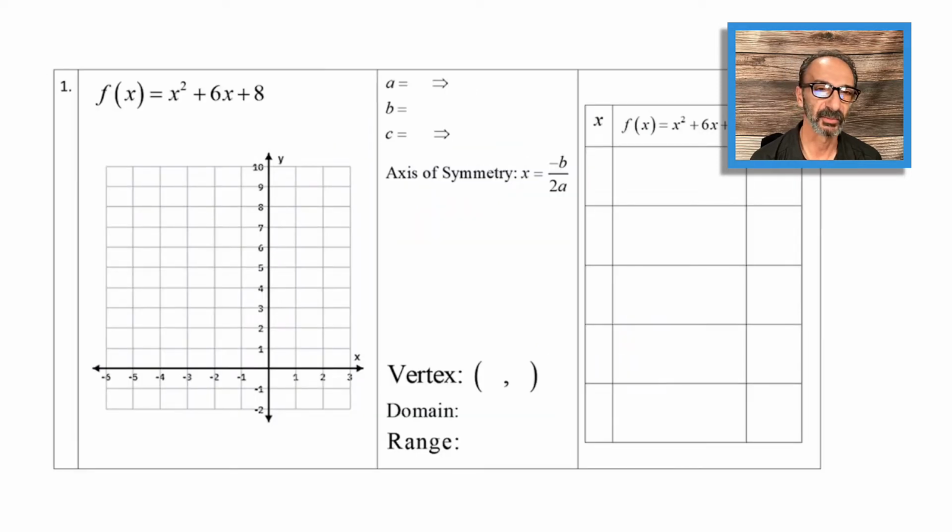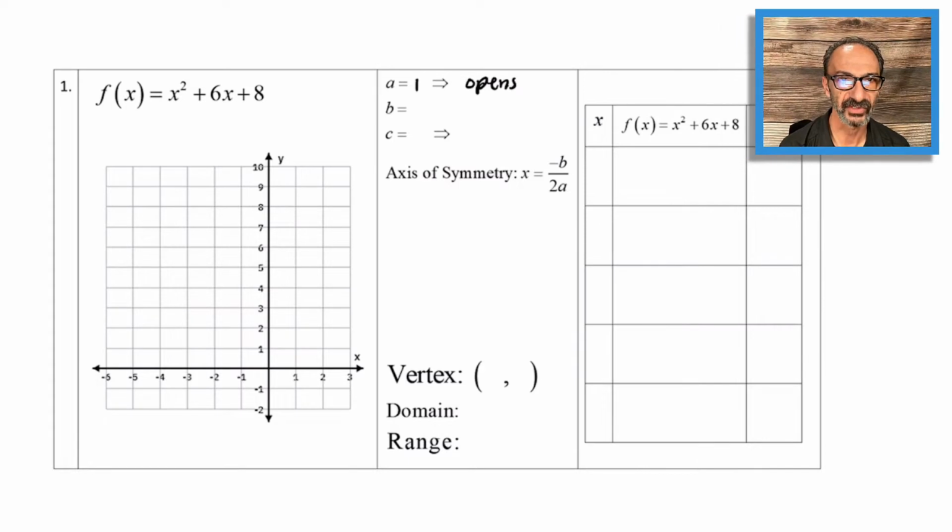Here's the first example. For this one, f of x equals x squared plus 6x plus 8, we do have a equals 1, which means the graph is going to open up. If a is positive, the graph opens up. If a is negative, the graph opens down. B is 6 and C is 8. C is always the Y-intercept.